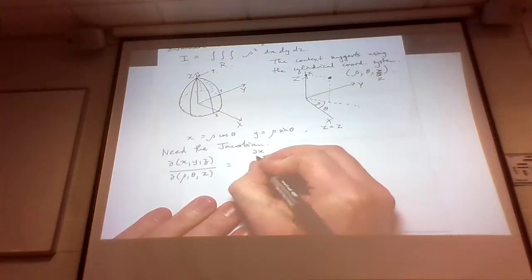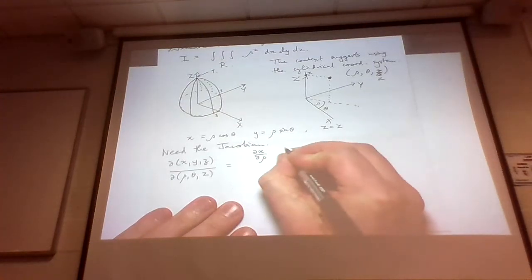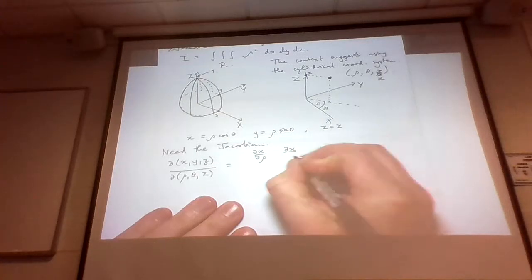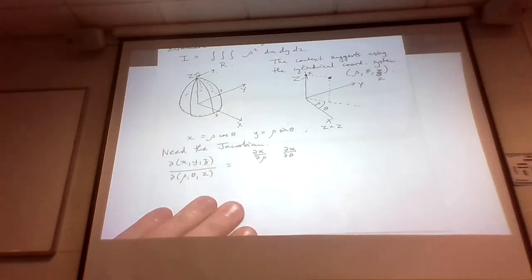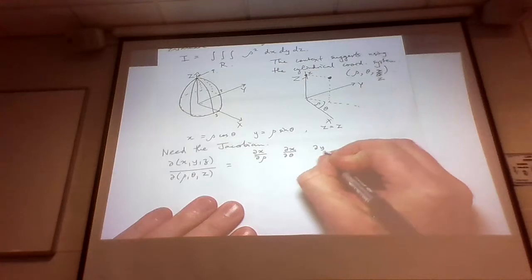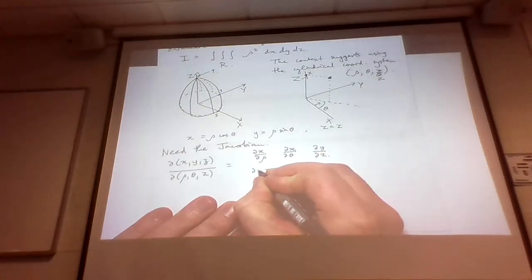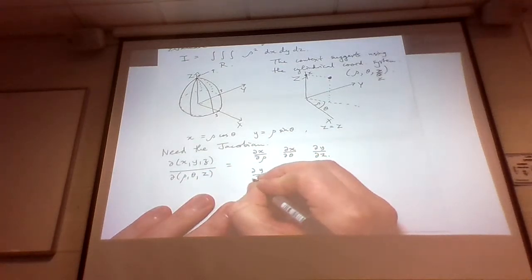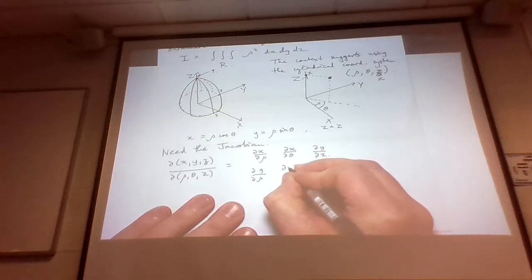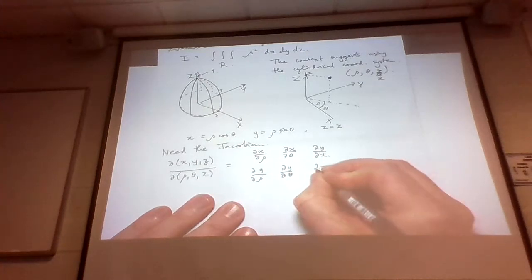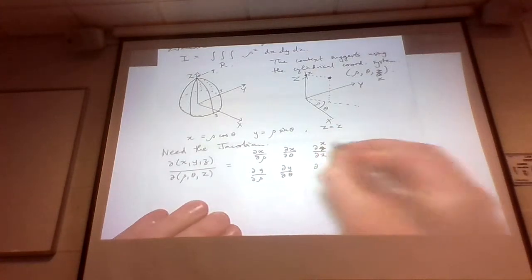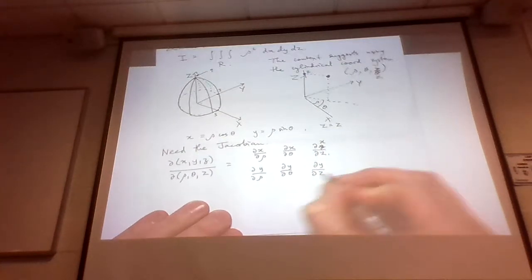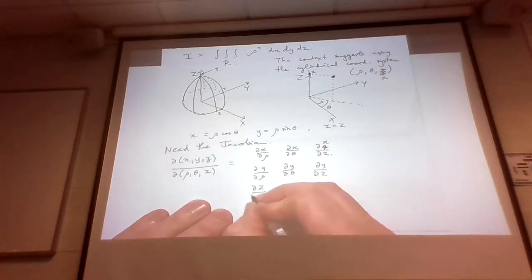So in the matrix, the rows are indexed by the old variables, the top variables. And the new variables index the columns. So the second row is the y row. So this should be x. The last row is the z row.